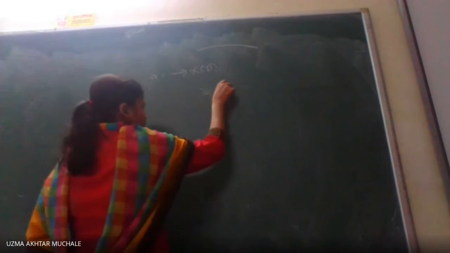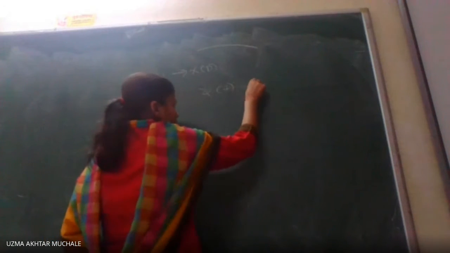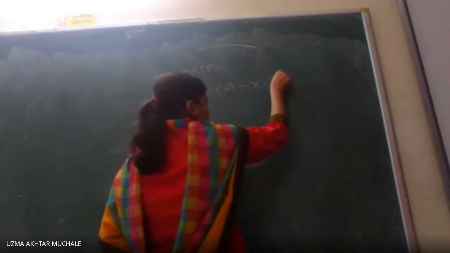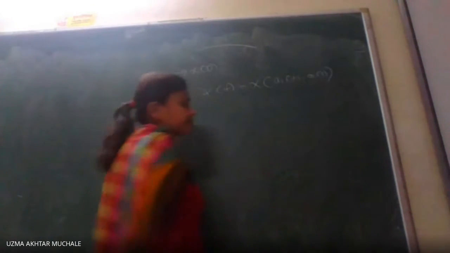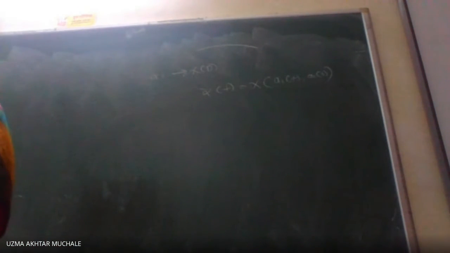Then there exist unique differentiable functions a1(t), a2(t) such that, what do we have to prove? We have to prove that there exist unique differentiable functions such that alpha of t is equal to x of a1(t), a2(t). Now let us start with the proof.